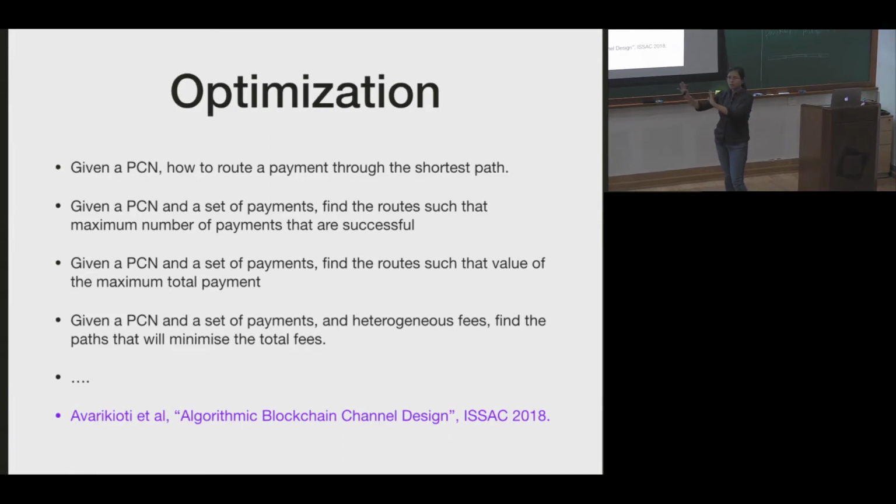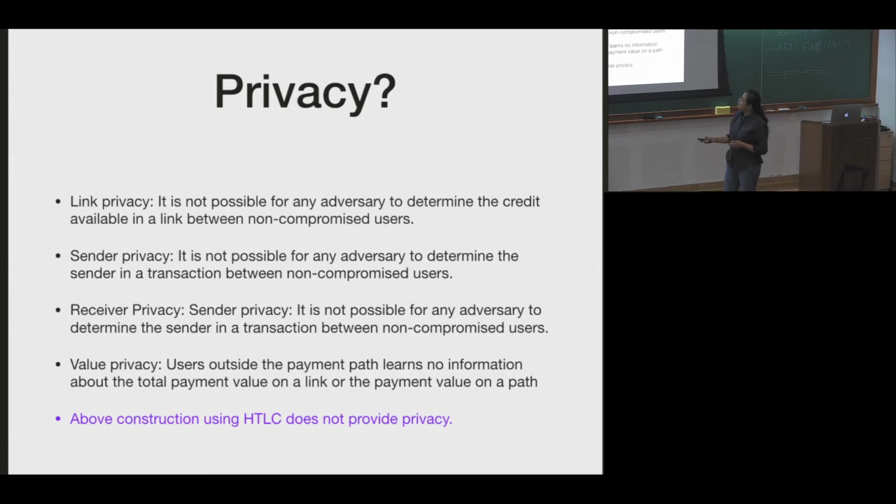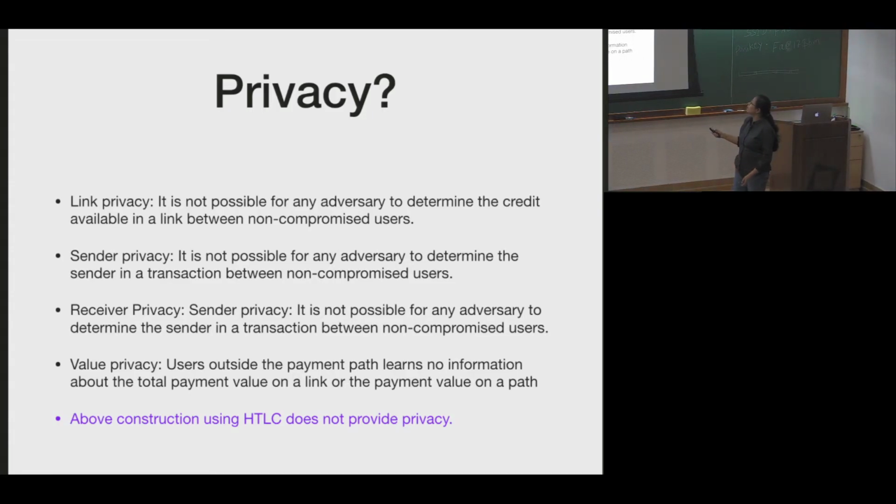This is one direction, okay? Why I'm saying this is one direction, because there are two things I would like to talk about later. The other direction is that of privacy, and now I'm going to define the requirements of privacy. One of these is link privacy. It should be difficult for an adversary to determine the credit available between the links.